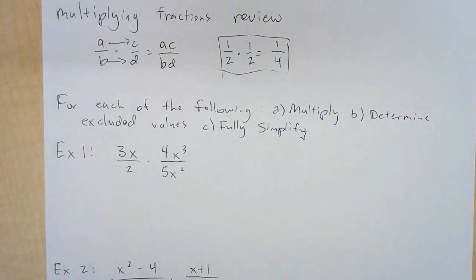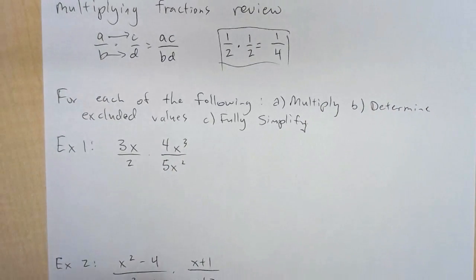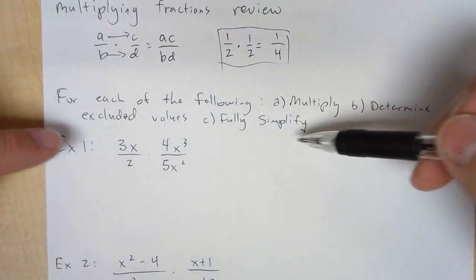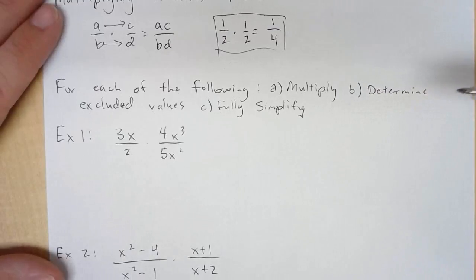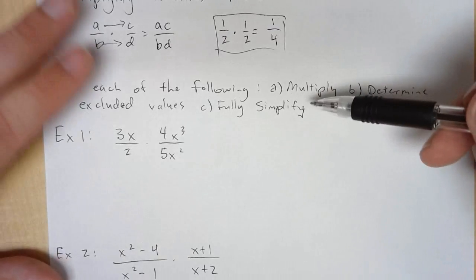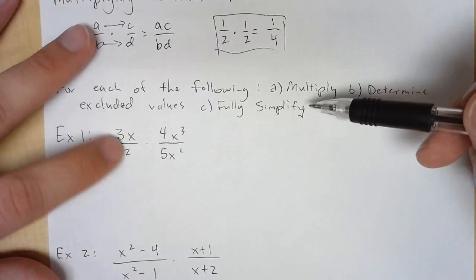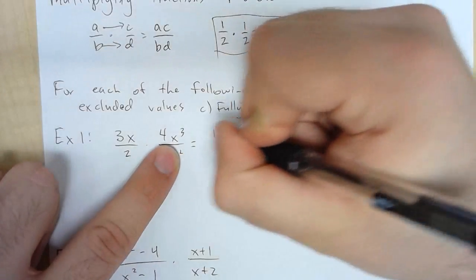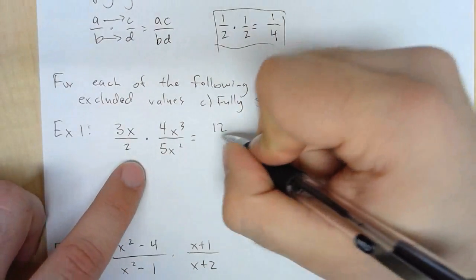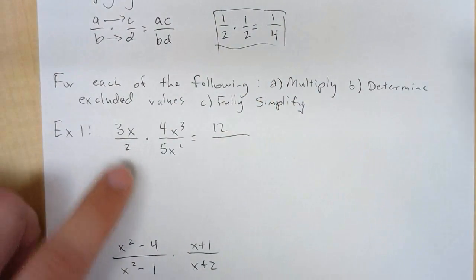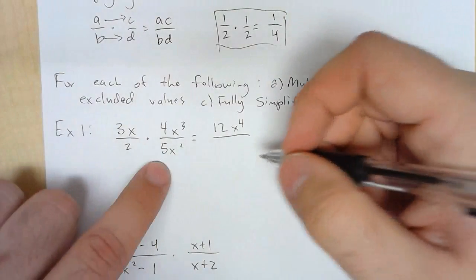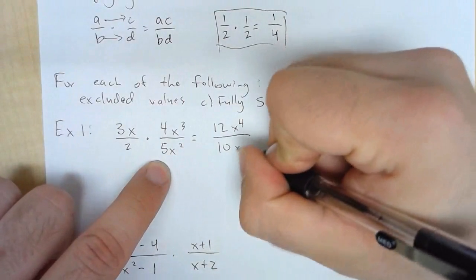Alright, so let's deal with some rational expressions now. For each of the following, we're going to A, multiply, B, determine our excluded values, and C, fully simplify. Let's look at multiplying first. 3 times 4 gives us 12. Don't forget we're multiplying here. And some x's: x times x to the third is x to the fourth. 2 times 5 is 10. And it looks like we have just x squared in the bottom.